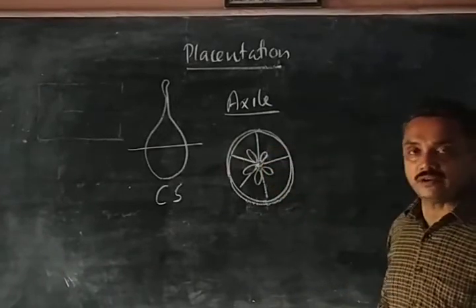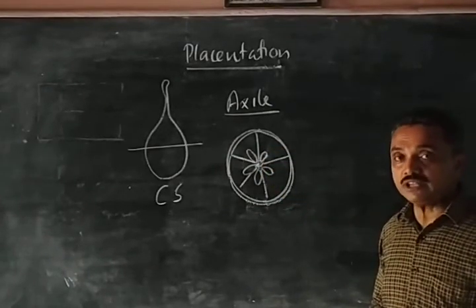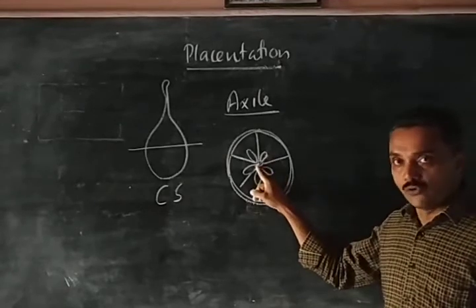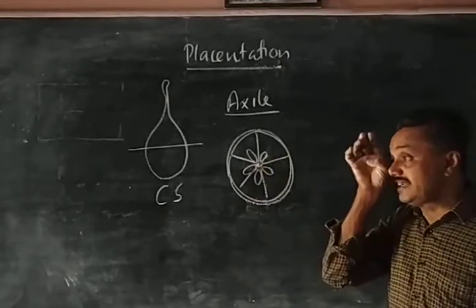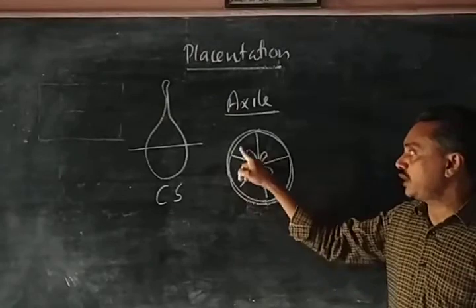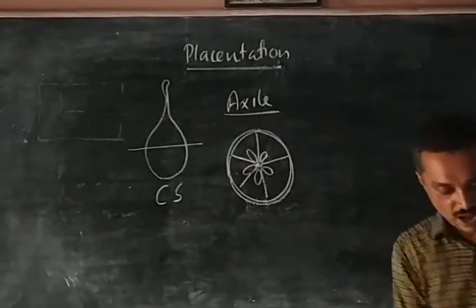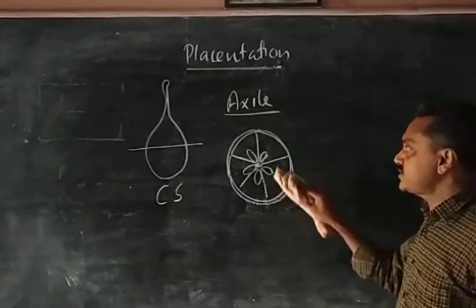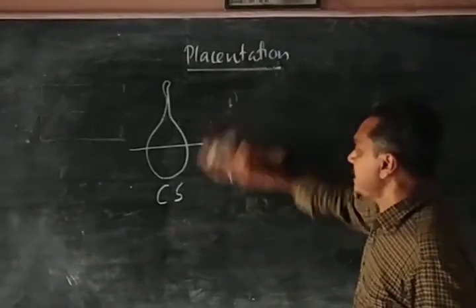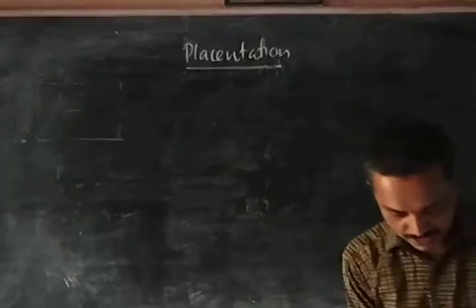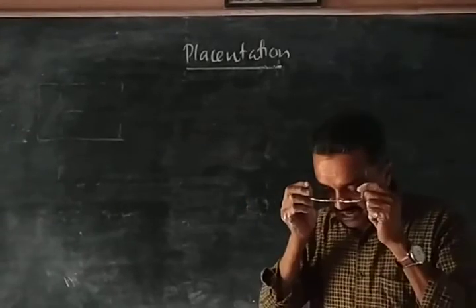Axial placentation. The placenta is present on the central axis of the ovary, and the ovary is multi-chambered. One, two, three, four, five chambers are there. So the placenta is seen on the axis of the ovary, which is called axial placentation. This is seen in hibiscus, etc.